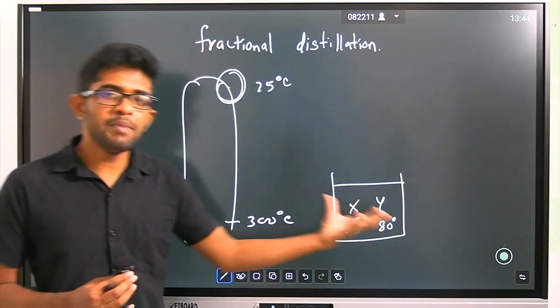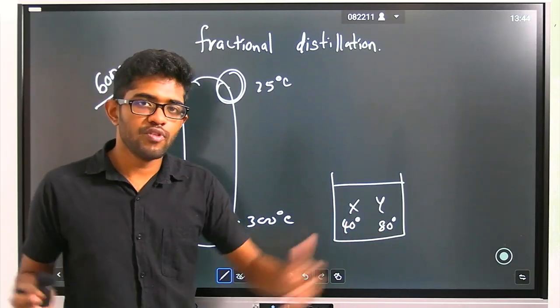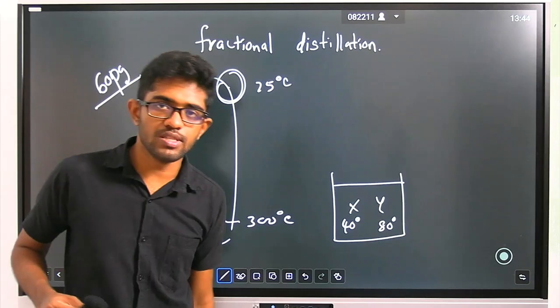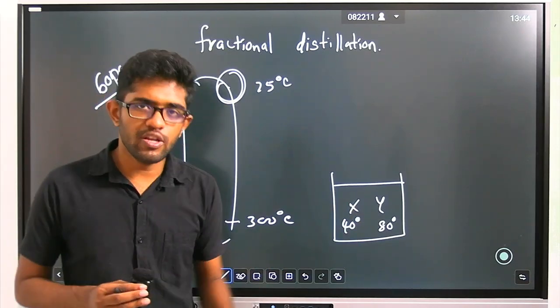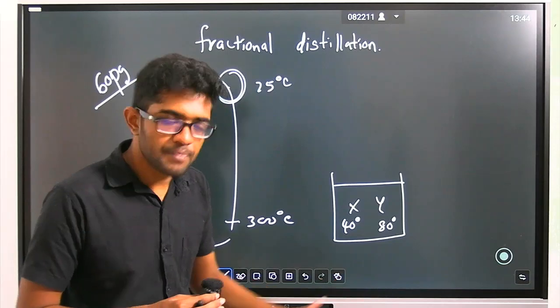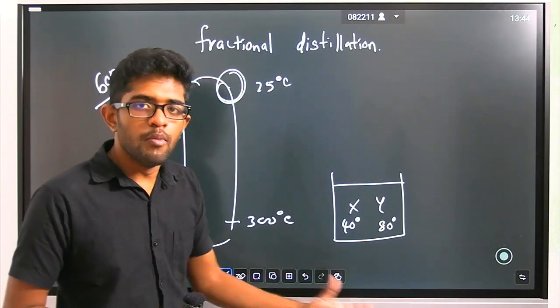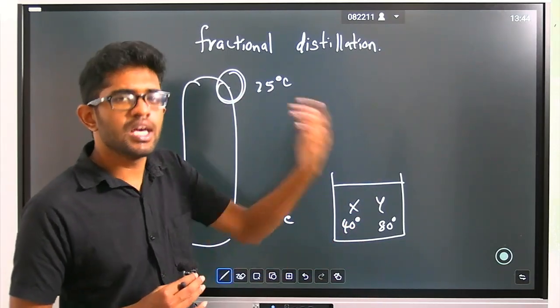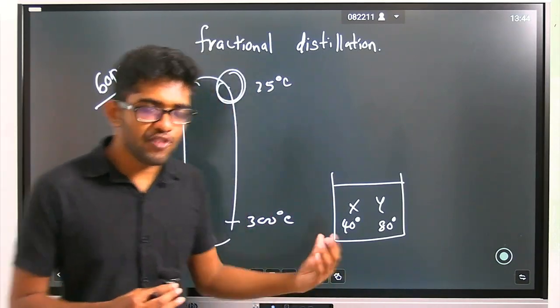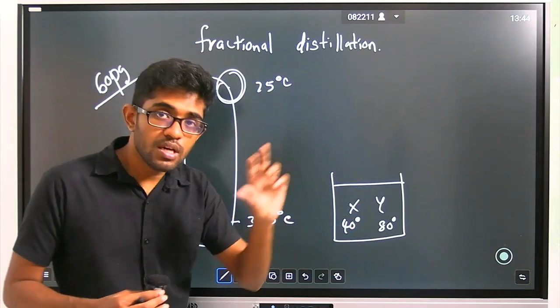which are similarly volatile, now on a scale of like 0 to 1000 Celsius or 2000 Celsius, 40 and 80 is a very small difference, right? Then the volatilities of these two are very close, right? Now if you heat this, the boiling point of this mixture will be something higher than 40. Normally it will be higher than 40, less than 80. Let's say 50. At 50, both will vaporize in proportions.